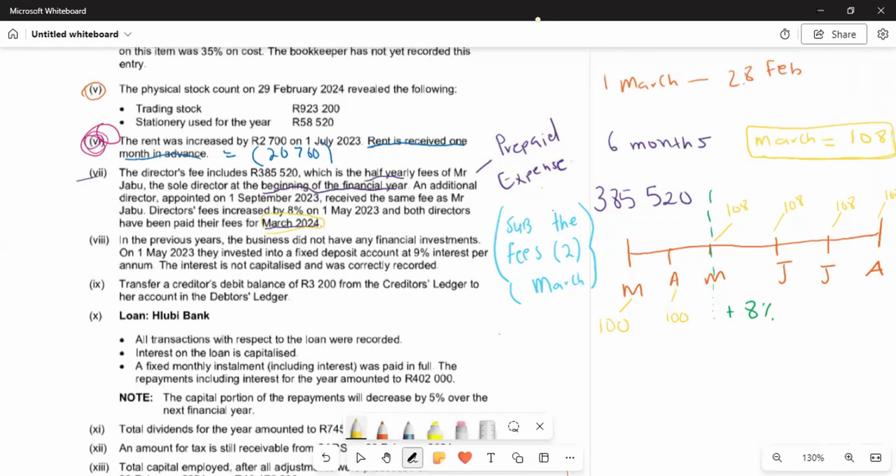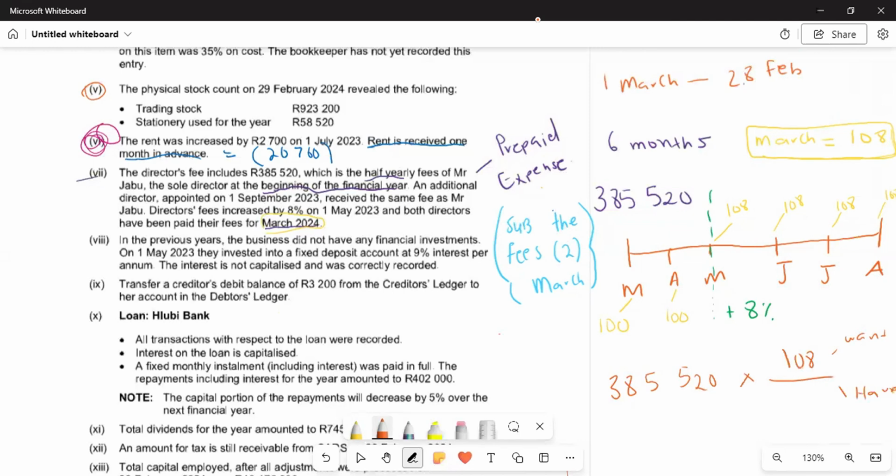So now I will say, all right, I have 385,520 multiplied by what I want, which would always be at the top. What I have would always be at the bottom. So I want 108, because if I can find 108, I would find the fees for March, because in March there was already an increase of 8%. Now, how much do I have in terms of percentages? What is this 385,520 in terms of percentages?